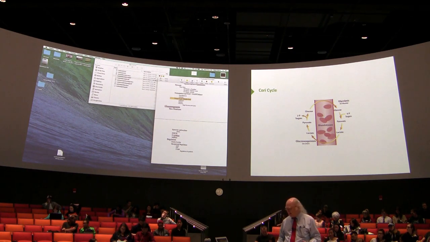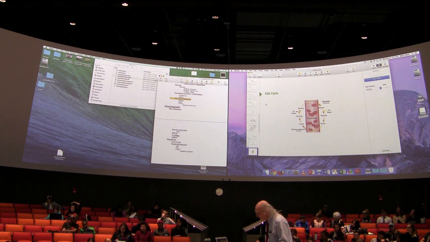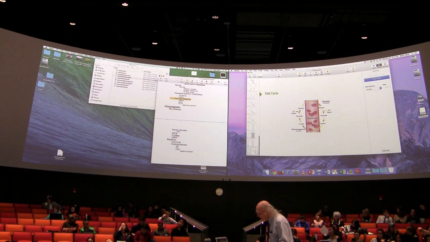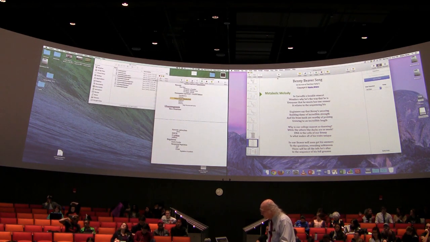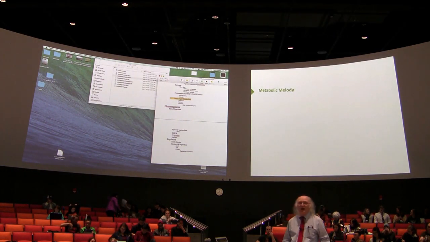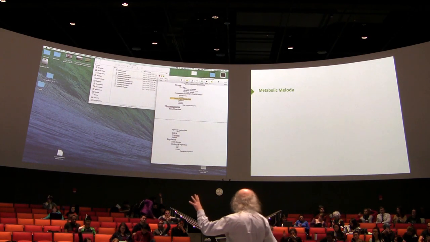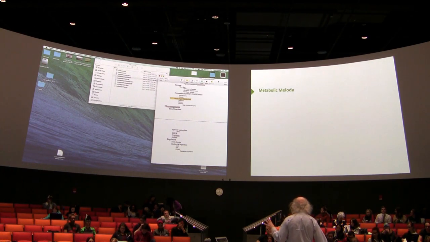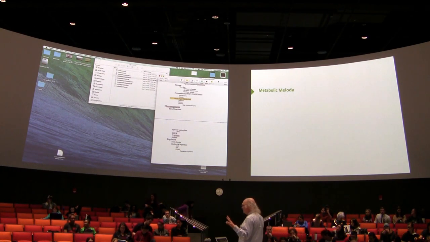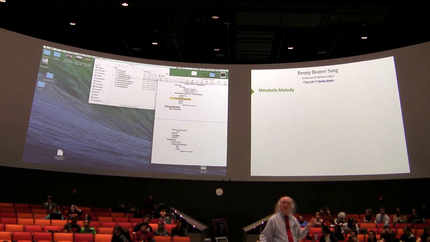Okay, I think that's enough before we have some fun. So let's have a little fun. I've got two songs for us today. And the two songs, how many people are going to the football game this weekend? Okay, this is the Civil War weekend. Not a lot of football fans, but at least some. And this is the time of the year when everybody starts thinking about Benny Beaver.